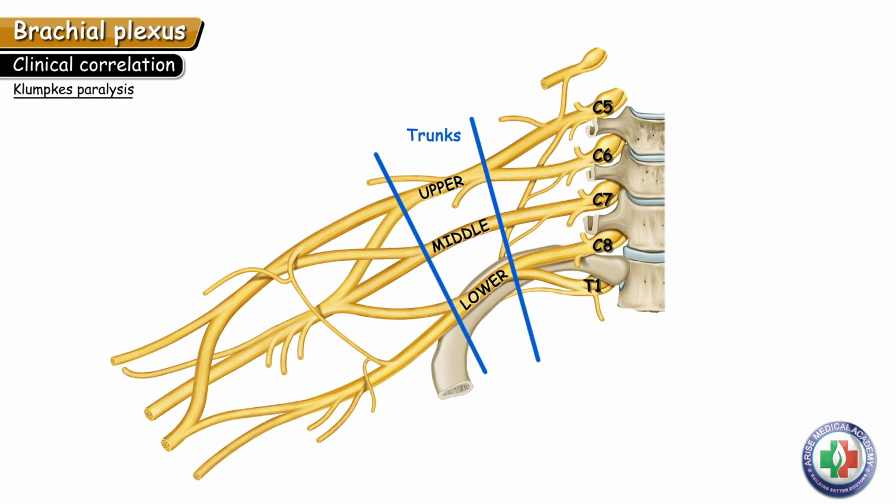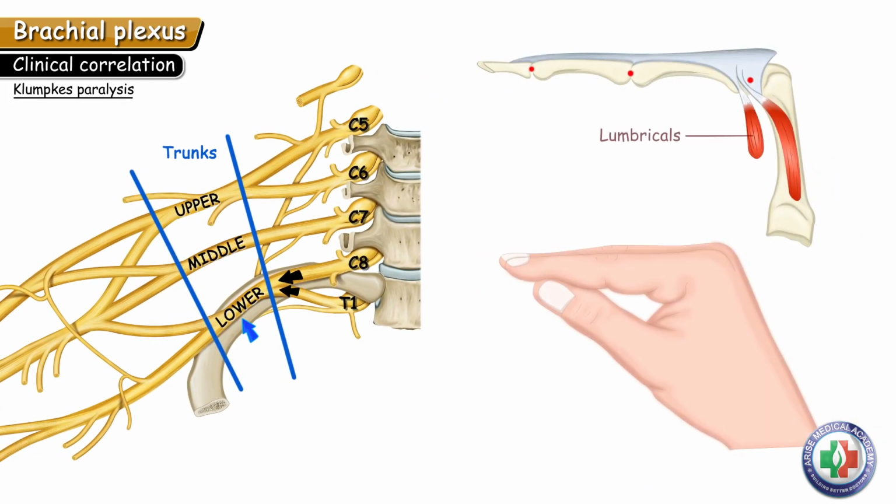Klumpke's paralysis occurs due to damage to the lower trunk of brachial plexus. The lower trunk is formed by the nerve roots C8 and T1. Thus, in Klumpke's paralysis, C8 and T1 fibers are affected. The C8 and T1 fibers supply the intrinsic muscles of the hand like the lumbricals and the interossei. So, in the lower trunk injury, the intrinsic muscles of the hand like the lumbricals will be affected.